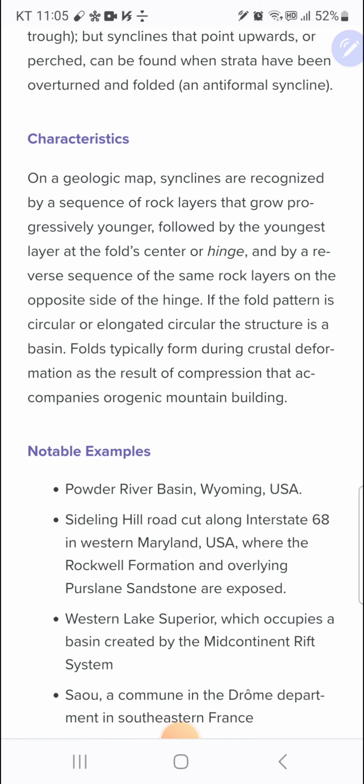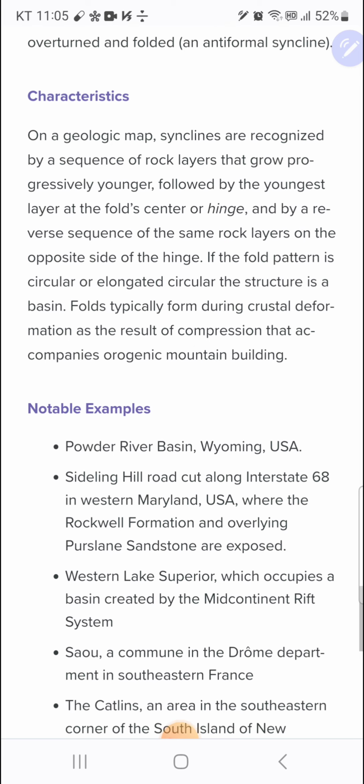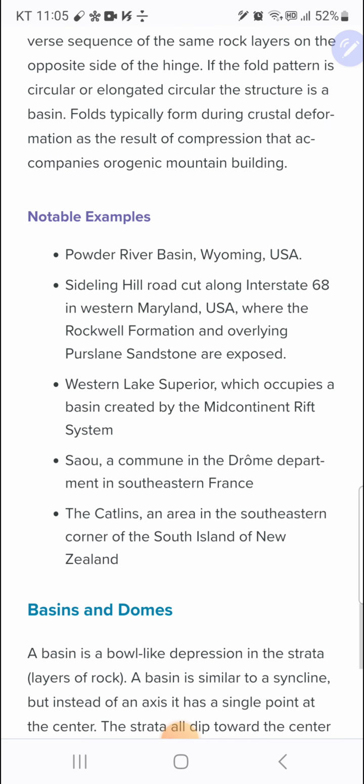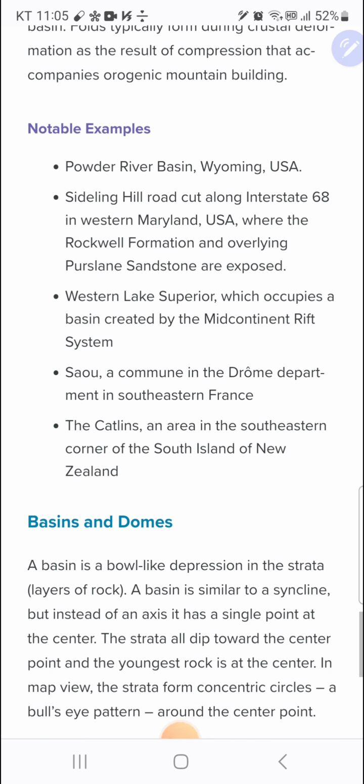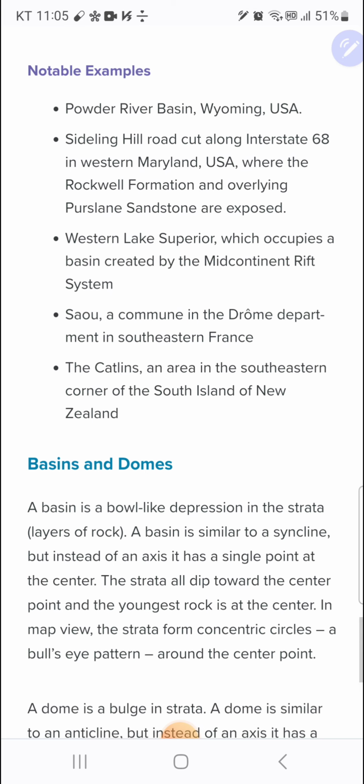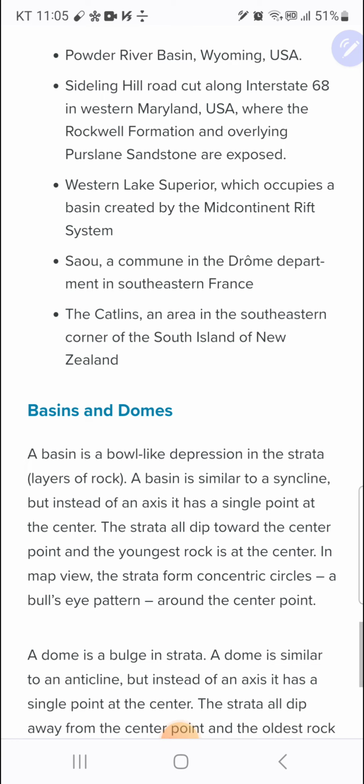Folds typically form during crustal deformation as the result of compression that accompanies orogenic mountain building. Notable examples: Powder River Basin, Wyoming, USA; Sideling Hill Road Cut along Interstate 68 in western Maryland, USA, where the Rockwell Formation and underlying Purslane Sandstone are exposed.